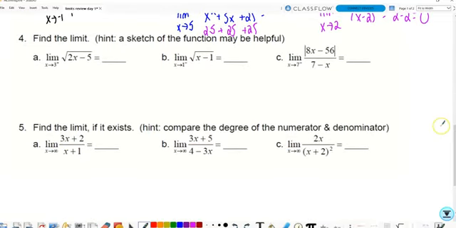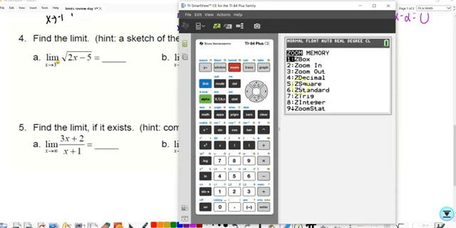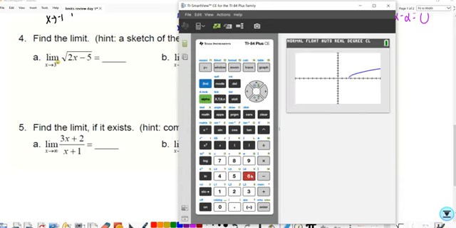Find the limit. A sketch will be helpful. So, because these limits, where's my highlighter? Are from the right, from the left, from the left, having a graph would be helpful. So I'm going to bring up my calculator. I'm going to clear out what's here and make a graph. I'm going to use zoom 6, which is a 10 by 10 in every direction.